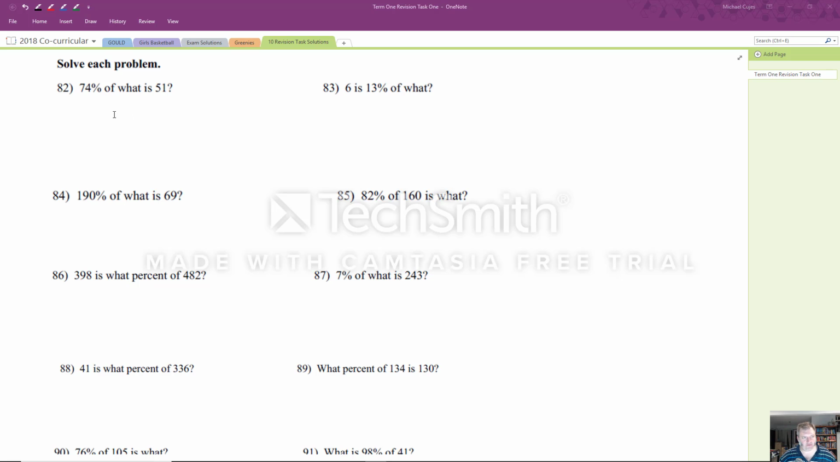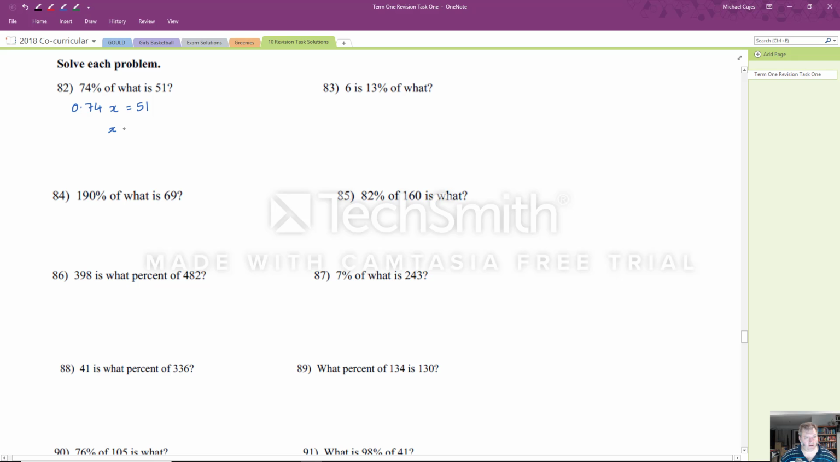All right, as promised, back with a little bit of percentage. 74% of what is 51? 74%, I can write as 0.74 of what? That's my unknown, that's x. So 0.74 times x equals 51. What's x going to be?